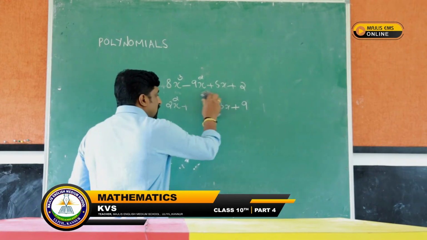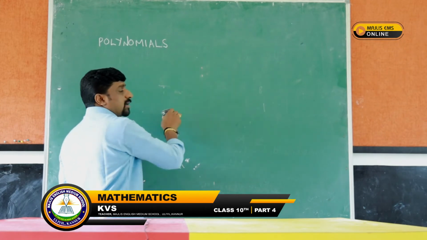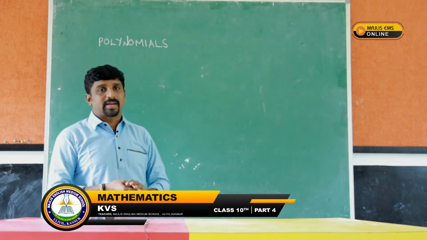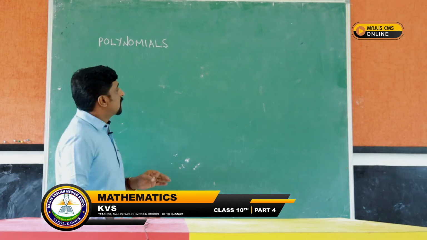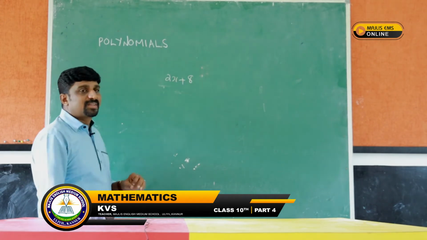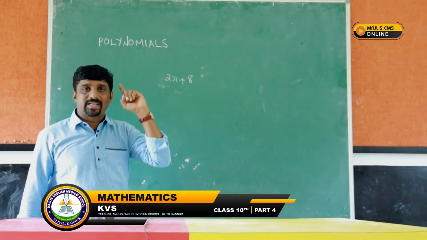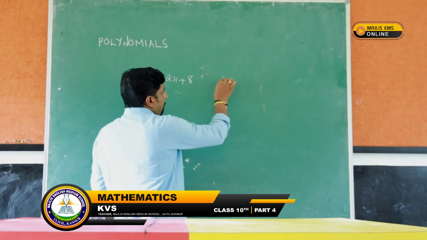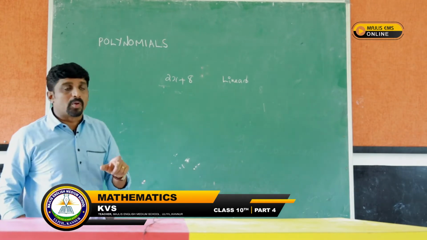Okay, and based on the degrees, we can categorize polynomials like this: linear, quadratic and cubic. That is another type of polynomial categorized like that. Suppose 2x plus 8. Here the highest power is 1. Therefore, this is known as a linear polynomial.